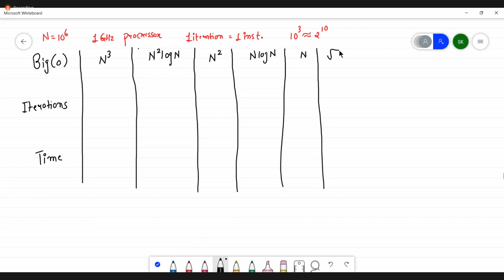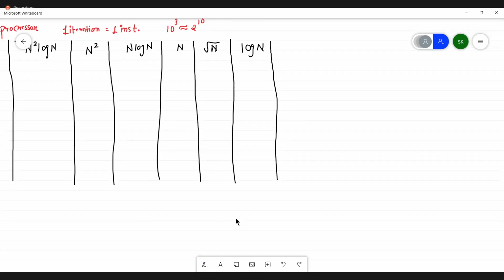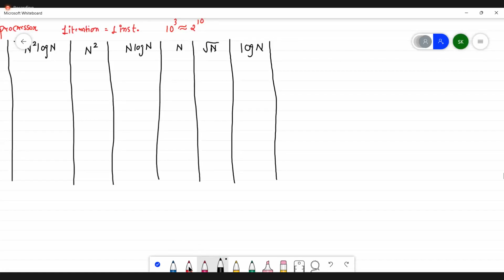then comes root n log n. Root n, consider it as a square root only. And the last is, you need to find the value for 2 to the power n. Don't consider n as 10 to the power 6 here. Consider n equals 30 for the first time, and for the next time consider n equals 60. And then find the respective answers for both of them. Clear?